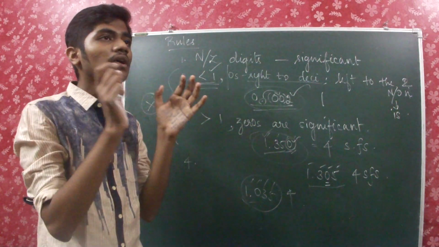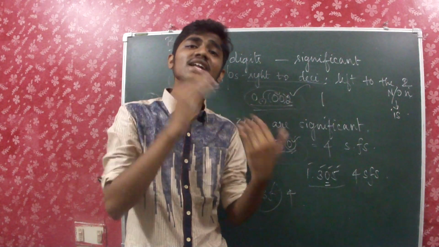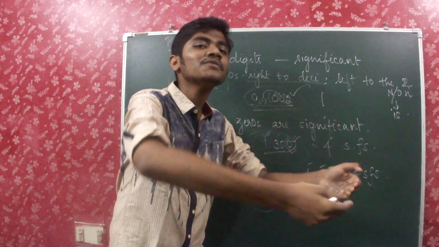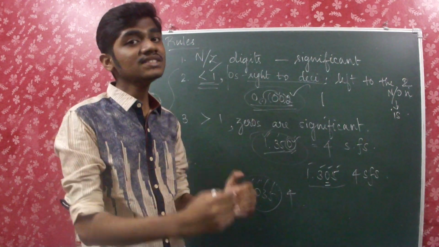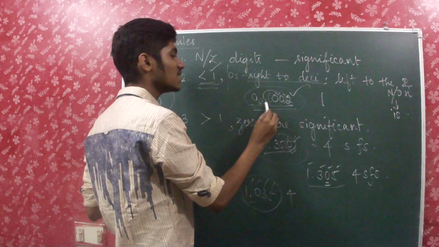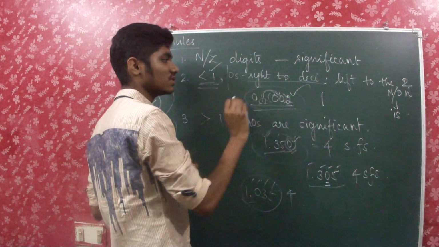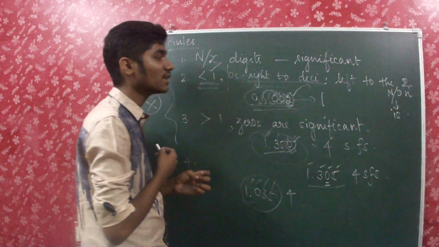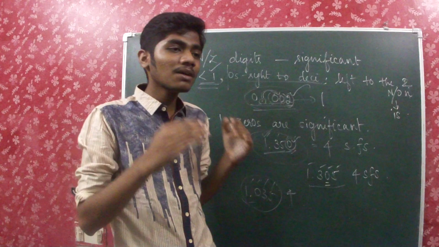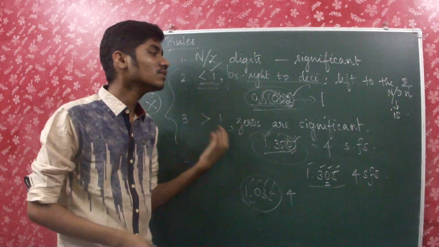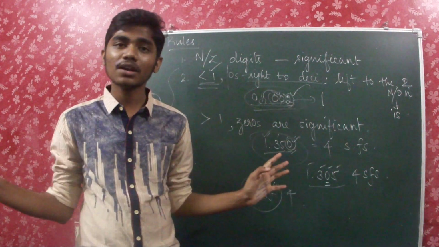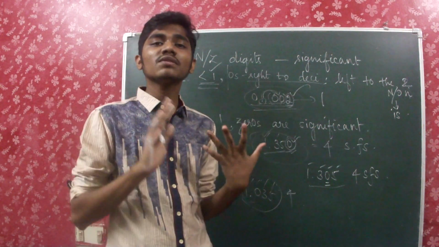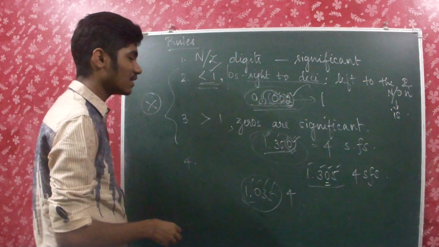Now the next thing, for the numbers which are less than 1, the zeros which are present right to the decimal but before the first non-zero digit are insignificant. So here you have a very good example: right to the decimal but before the first non-zero digit, these two zeros are insignificant. So we count only this number to be the significant figure. Third one, if the number is greater than 1, then the zeros wherever they are present, in between or after the decimal, are taken into account.